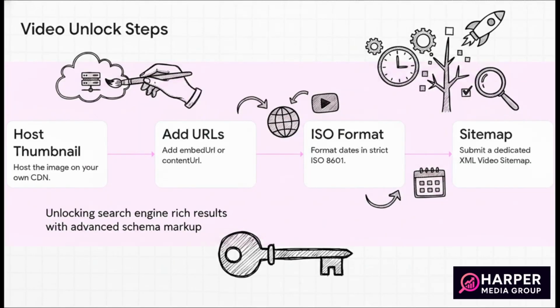So to ensure Google can properly index your video, stick to this standard operating procedure. First, step away from third-party thumbnails and host your own. Second, add your embed URL for YouTube videos or your direct content URL for self-hosted ones. Third, double-check that ISO formatting for all your dates and times. And fourth, build and submit a dedicated XML video sitemap in Search Console to get that enhanced, rapid discovery.